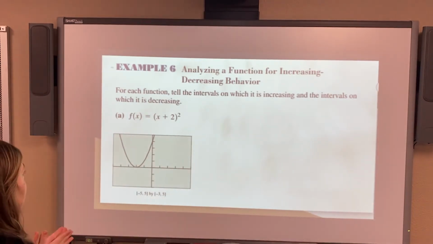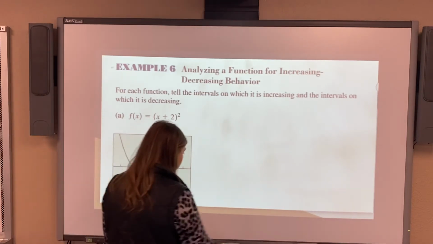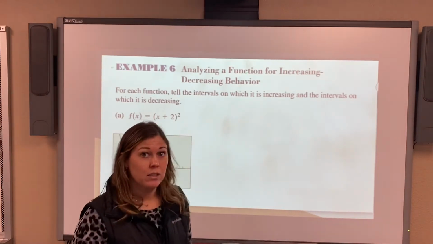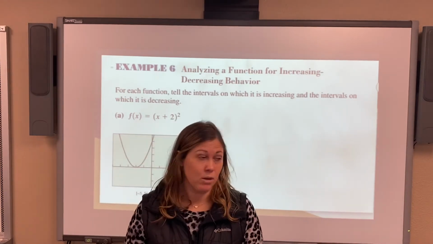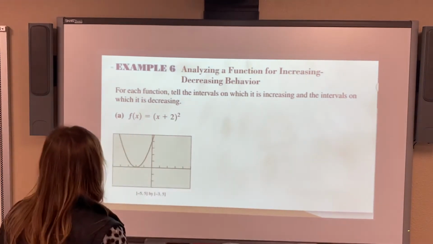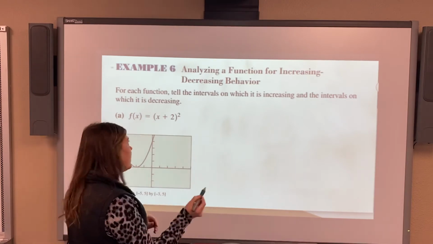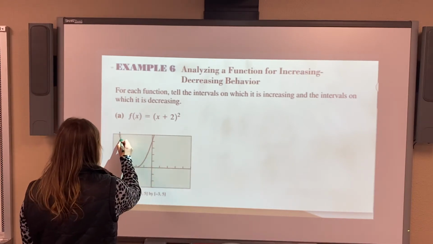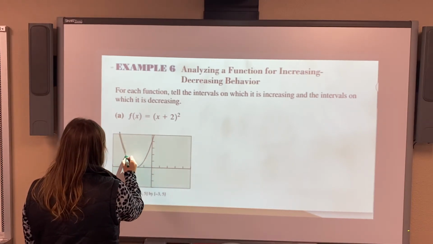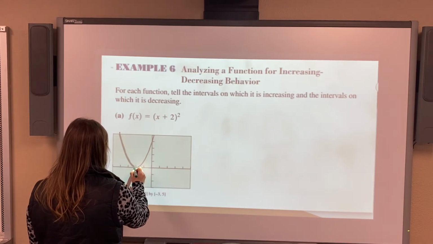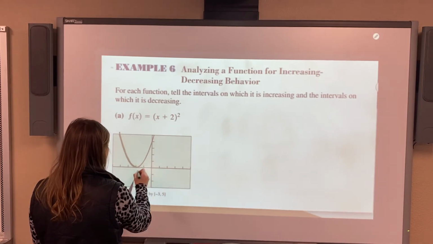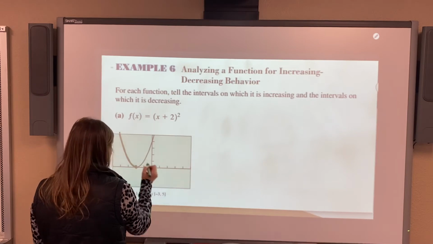So for each function, tell the intervals on which it is increasing and which it is decreasing. Okay, so you're going to need to graph it. Get your graph in Desmos. Graph it and visualize it. So looking from left to right, trace it if you need to. So I'm tracing my graph and I am decreasing. I'm decreasing to here. And then we start to change. Okay, so that's like the vertex of our parabola.